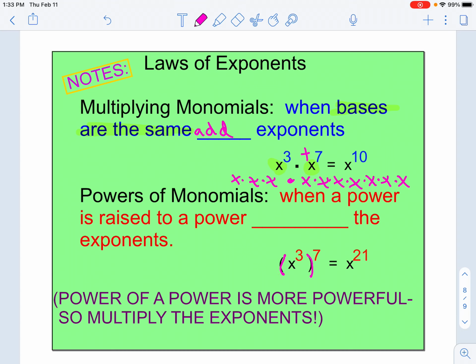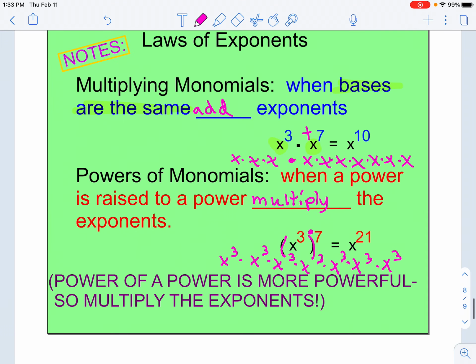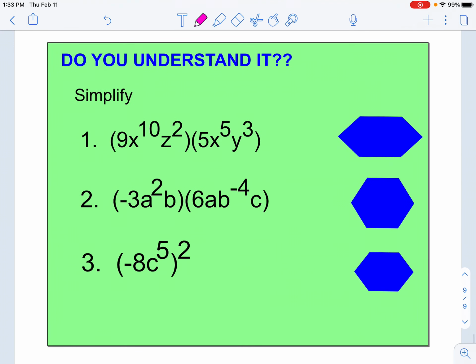But when you have a power to a power, it's more powerful. Now you are going to multiply, because this would be x to the third multiplied with itself 7 times, which is 3, 6, 9, 12, 15, 18, 21. So that's why we multiply those exponents together. So if you can just try to remember, a power of a power is more powerful, so multiply the exponents. Okay, so do you understand this? If you do, you have to be able to understand the difference between when you add and when you multiply.